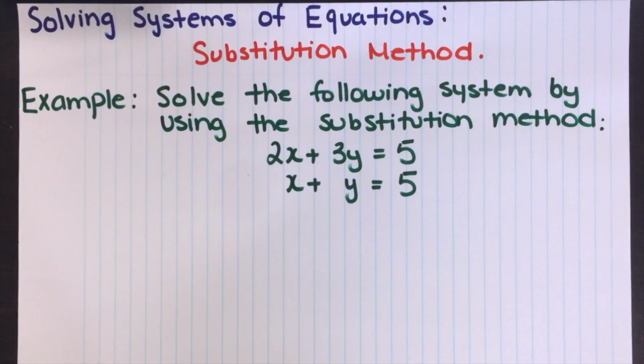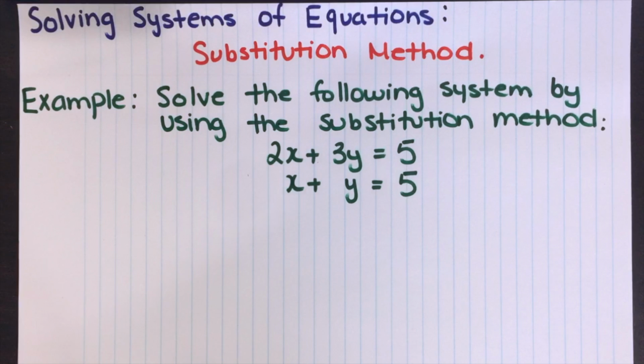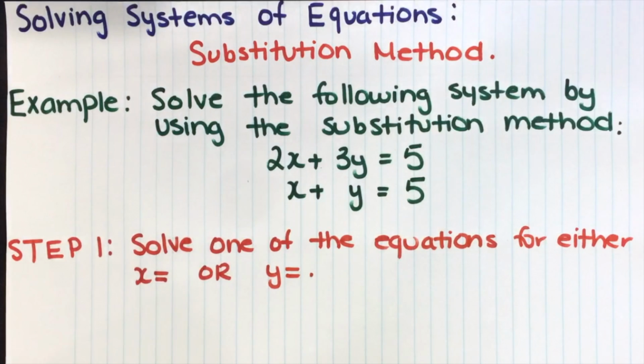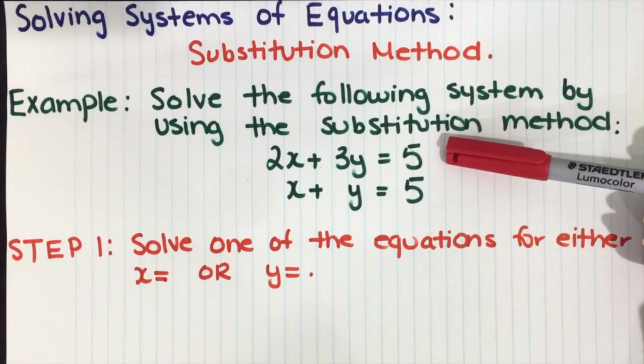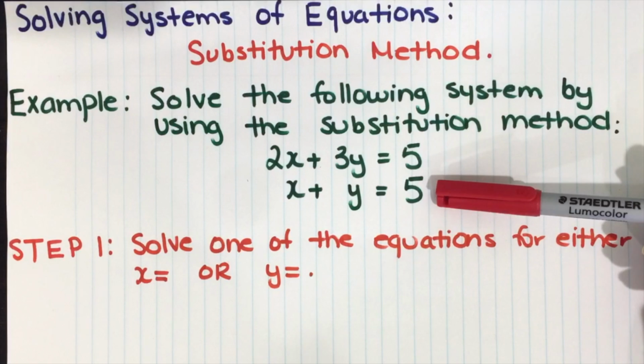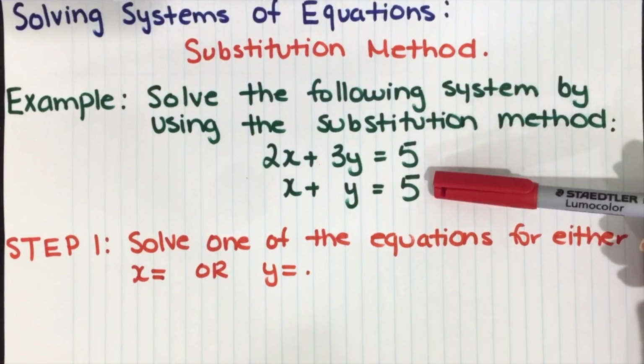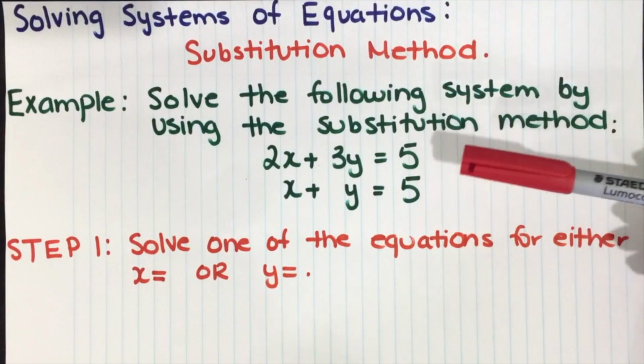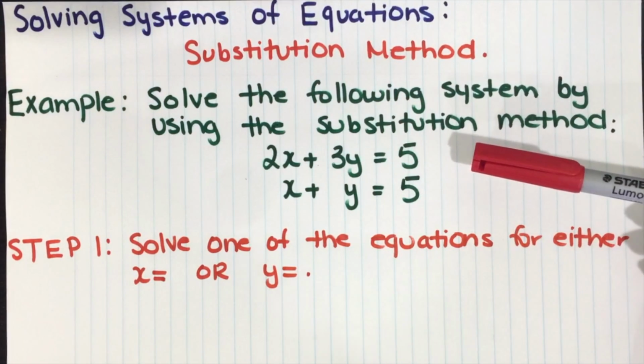So as you can see on this paper, we have the example where we're given two systems of equations, 2x plus 3y equals 5 and x plus y equals 5. Now we need to solve this by using the substitution method. Okay, so now we want to solve one of the equations for either x equals or y equals. So from these two equations, we're going to pick the one that looks the simplest. So we can either solve for x or y.